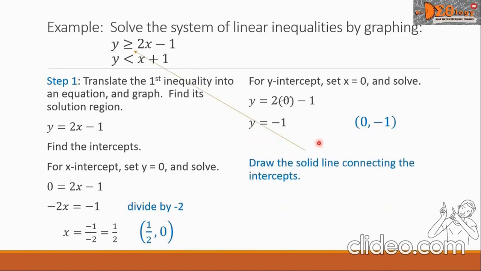Now, let us draw the solid line connecting the intercepts. Take note, our inequality sign here is greater than or equal. So we will have a solid line.